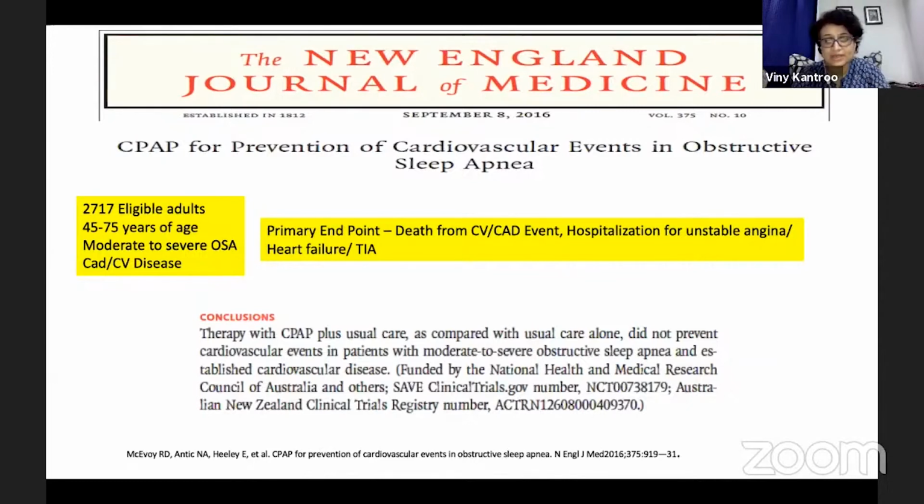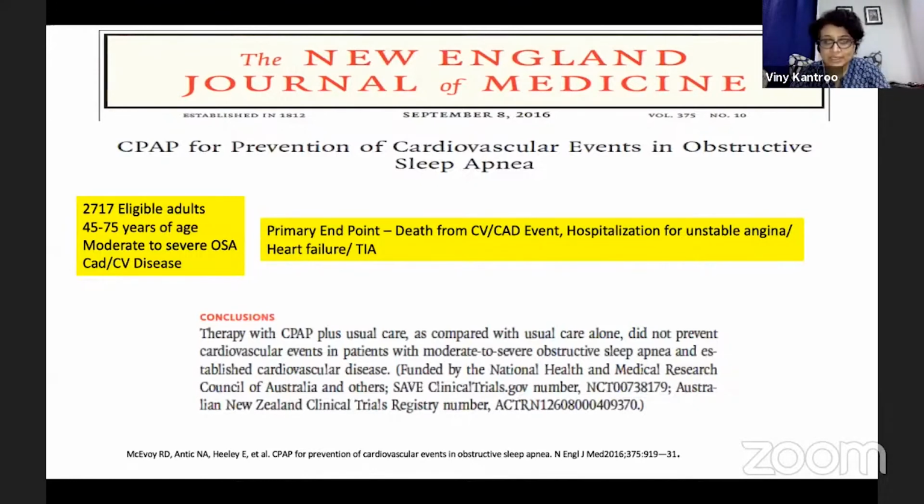So the study was a randomized controlled trial, done on about 2,700 eligible adults of the age group of 45 to 75 years with moderate to severe OSA. Now, moderate to severe OSA means having an apnea hypopnea index of 15 or more; an apnea hypopnea index anywhere between 5 and 15 is considered mild OSA. The primary endpoint they studied was death from cardiovascular or CAD event, or hospitalization for unstable angina, heart failure, or transient ischemic attack.